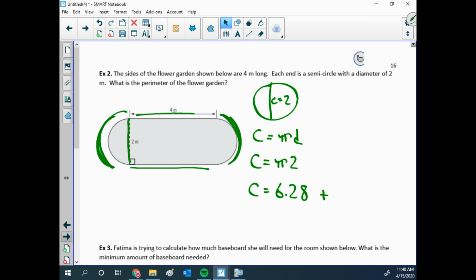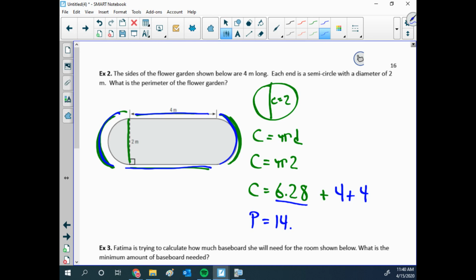Plus, that's going to give me this side here, so 6.28, and this side. Plus, I've got to add this, so I'll add the top length of 4 and the bottom length of 4. And if I add those all up, the perimeter is going to be 14.28 meters. Okay, so sometimes depending on the shape they give you, you might have to break it up into multiple shapes to add those together.